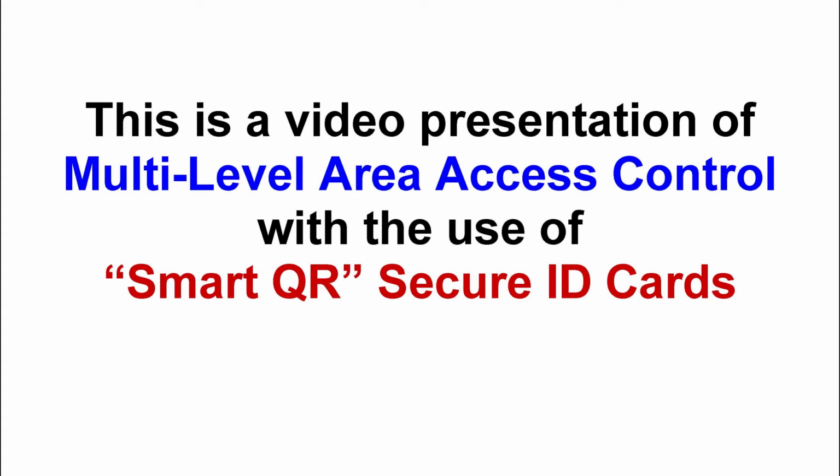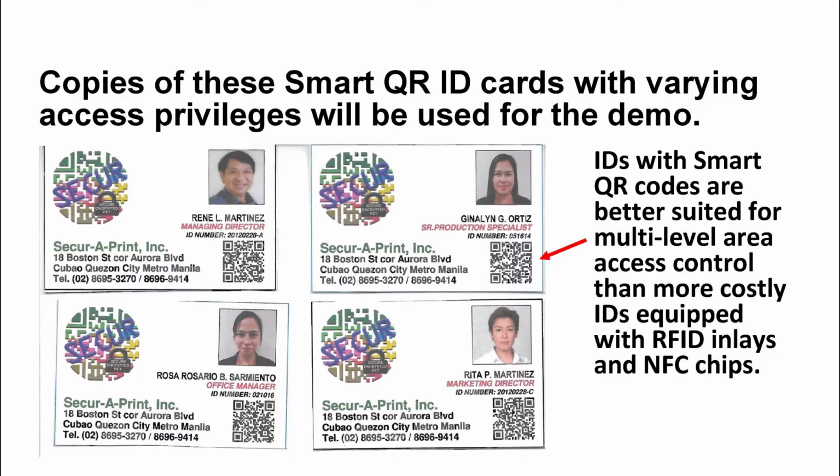Welcome to a short video demonstration of a multi-level area access control with the use of Smart QR secure ID cards. 4 copies of Smart QR ID cards will be used to demonstrate the different area access privileges of each card holder by scanning the Smart QR codes, which for secure ID purposes offers the highest reliability and dependability at the lowest cost compared to RFID inlays and NFC chips.